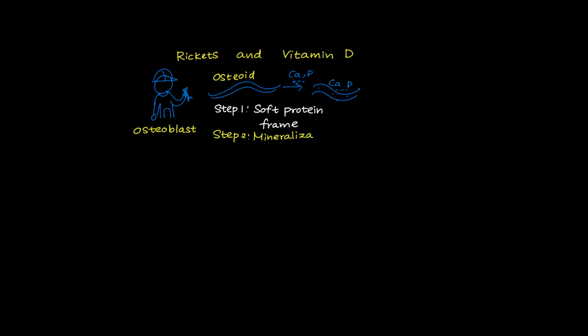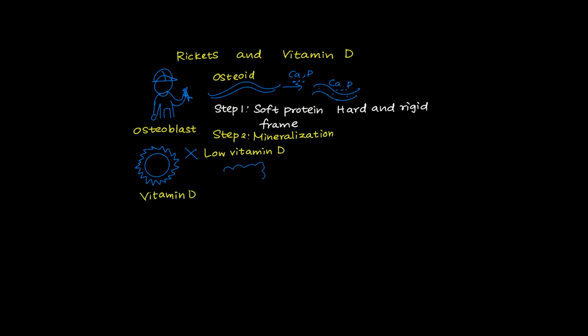Vitamin D's main job in bone health is helping the intestine absorb calcium and phosphate from food. Without adequate vitamin D, calcium and phosphate absorption drops. The osteoblasts keep laying down osteoid matrix as usual, but there is not enough mineral available to harden it. The result is bones that are soft, weak, and bend under normal weight-bearing stress.